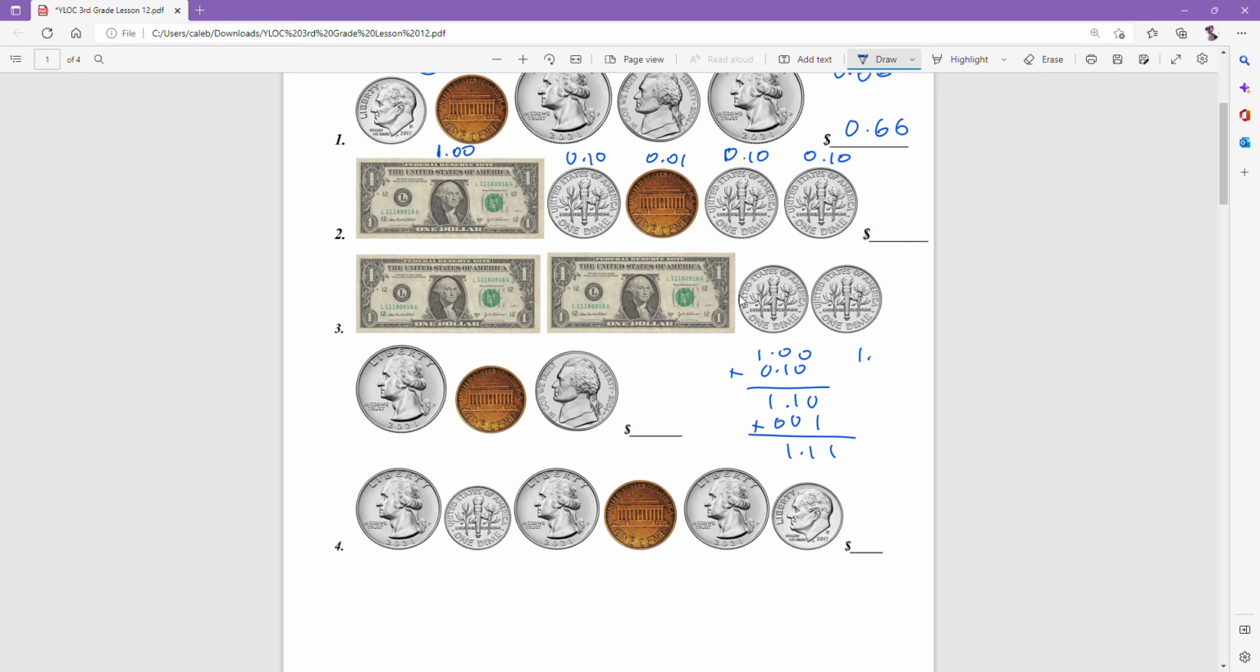And then we have 1.11 plus 0.10. 1 plus 0 is 1, 1 plus 1 is 2. We're going to bring the point down, 1 plus 0 is 1. And then we're going to have the final dime here. 1 plus 0 is 1. 2 plus 1 is 3. We're going to bring the point down here. 1 plus 0 is 1. So our answer for number 2 is $1.31. Let's move on to the next page.